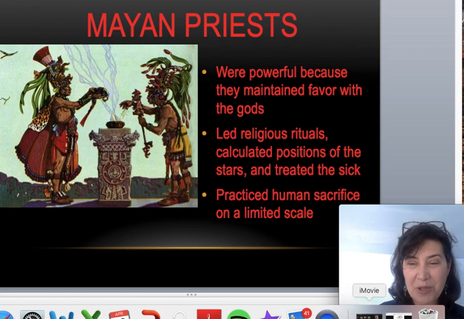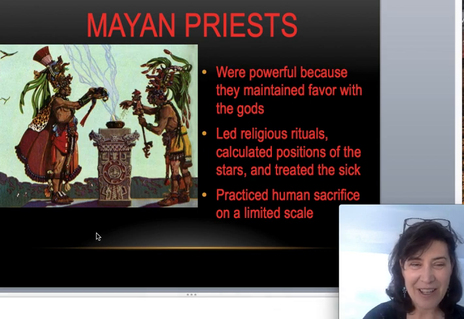Along with their religious functions, priests also were great mathematicians, astronomers, healers, and chroniclers of time. Priests were incredibly important, and you'll learn more about some of the city states later where they had astronomical observatories as well as just this amazing calendar system that the earlier video sort of touched upon.